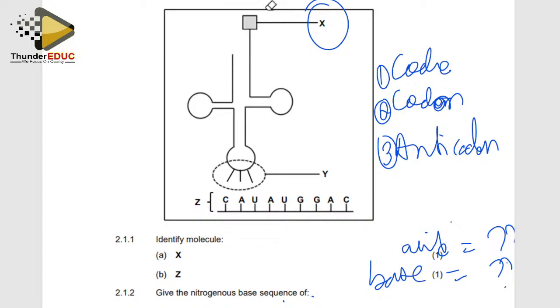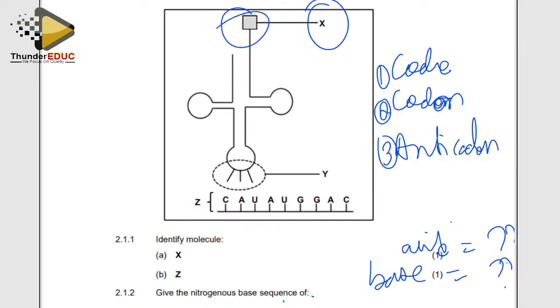Okay. X is the amino acid. Don't be scared to give me the answer. And then Y is the anticodons. You understand? Because they're looking at these three bases. So they are anticodons. Now you know the answer you are trying to give me. All right. So X is the amino acid, Y is the anticodon.